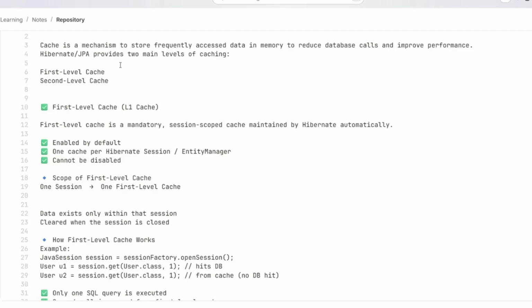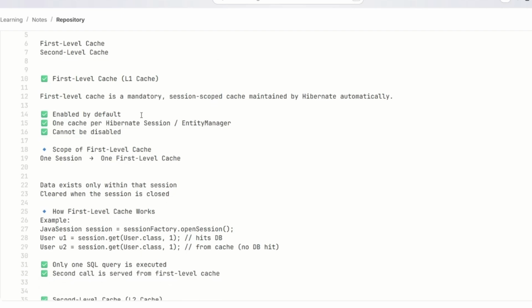So, today we are going to learn about first level cache, that is L1, and second level cache, L2. So, what is cache? Basically, the cache is a mechanism to store frequently accessed data in the memory to reduce the database calls and improve performance. In Hibernate and JPA, it mainly provides two ways of caching, the first level and the second level, known as L1 and L2.